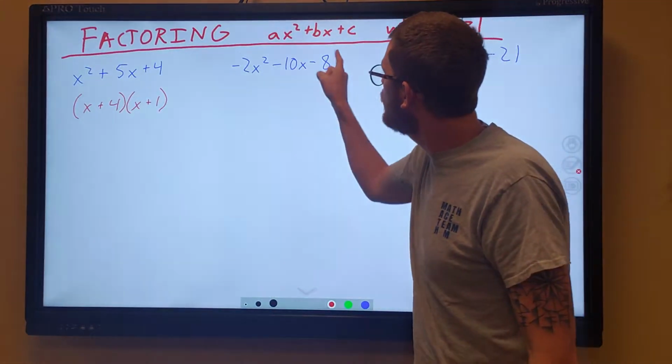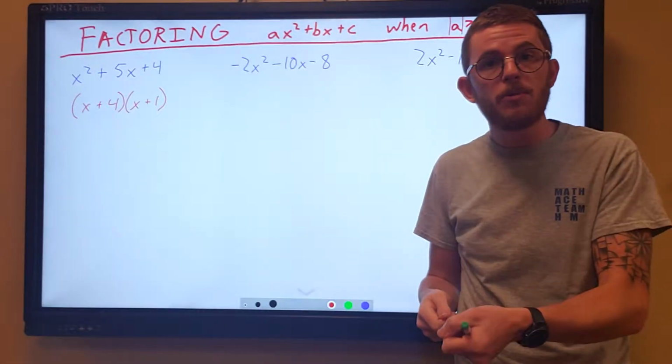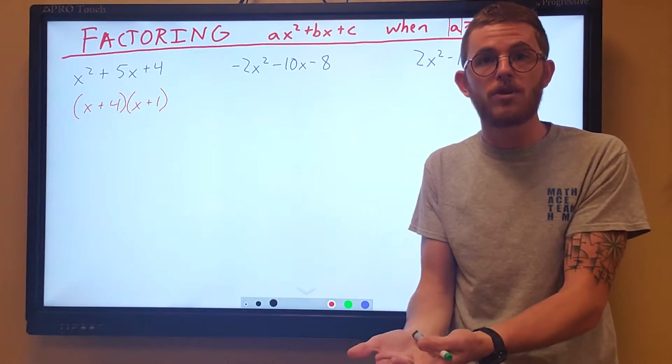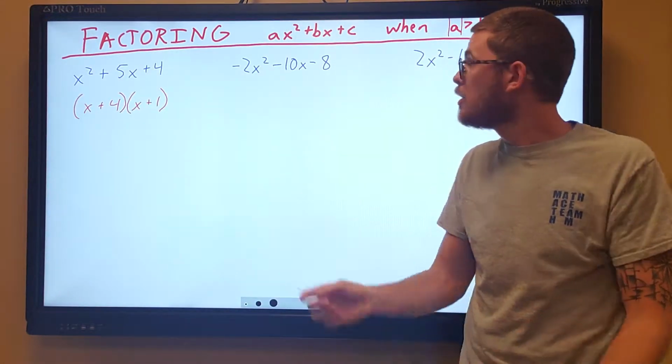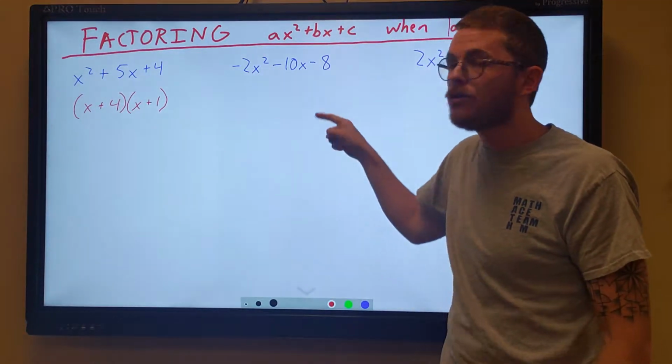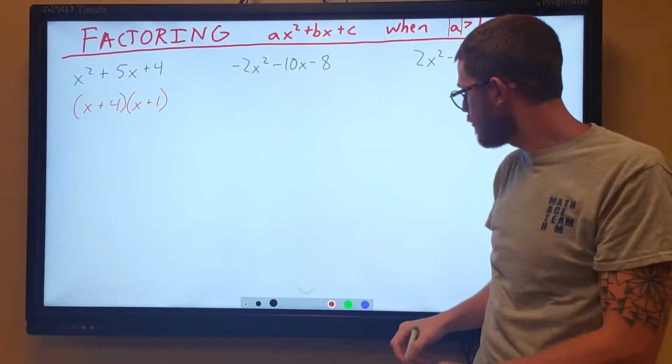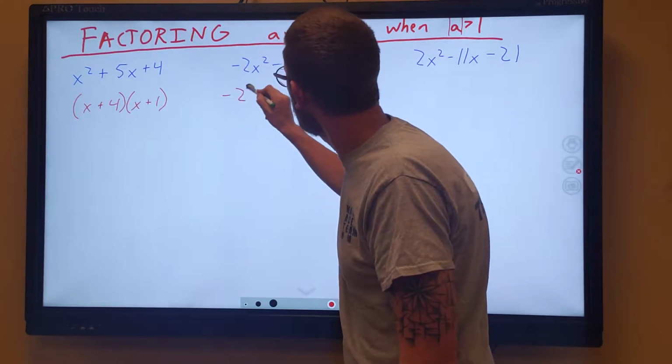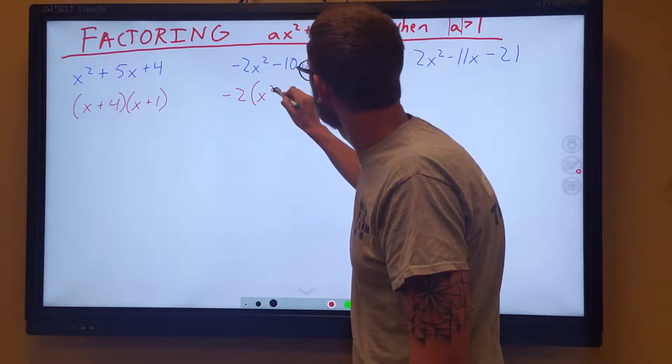In fact, this one right here can be made easier by factoring out something in common. Not only can we bring out a negative, we can also bring out a 2. I'm going to factor out negative 2.